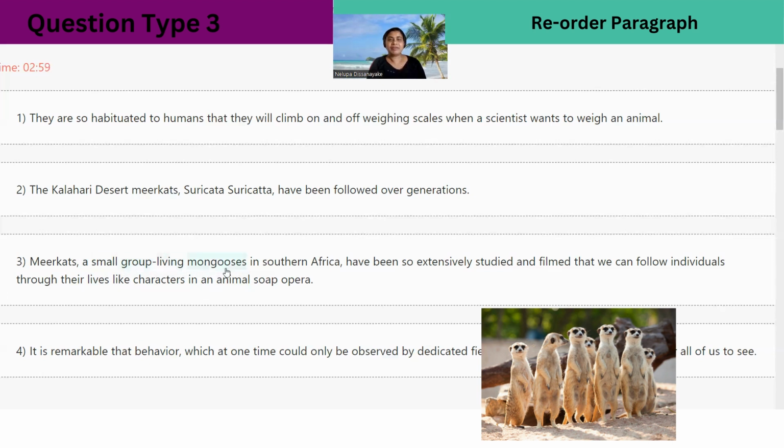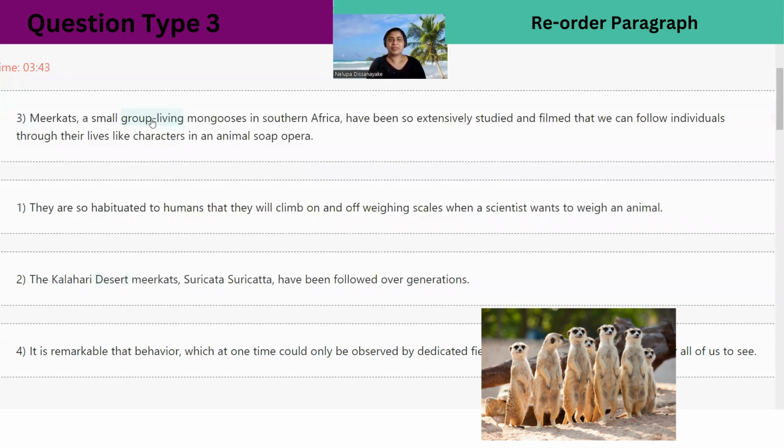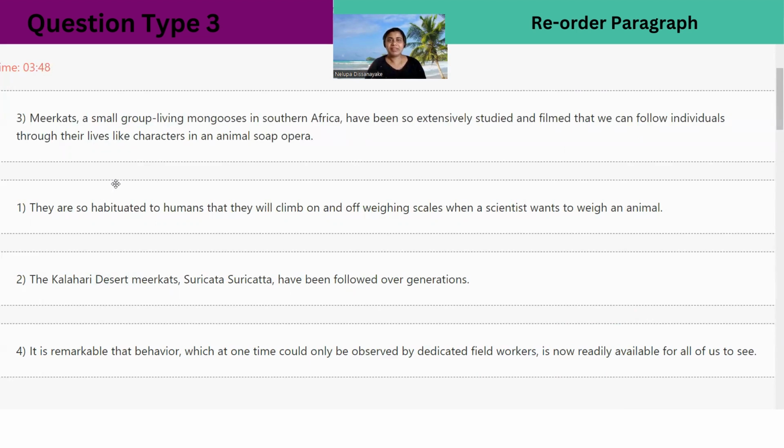Meerkats, a small group-living mongoose in southern Africa, have been so extensively studied and filmed that we can follow individuals through their lives like characters in an animal soap opera. Here it gives a general idea about meerkats, where they live, and that studies have been conducted and films made about these species. So it gives a general overview of this topic. We can select this as the topic sentence and move it to the top. Now we have to select the correct pair, because marks are normally given for the correct matching pair.